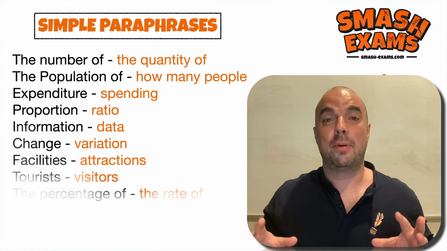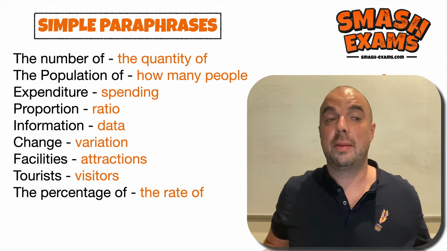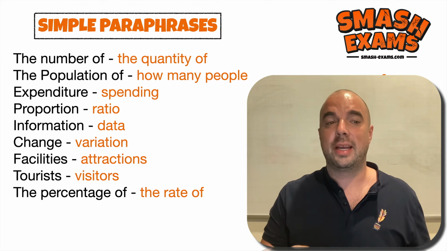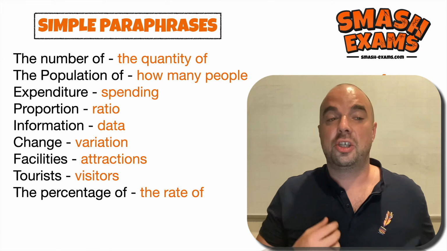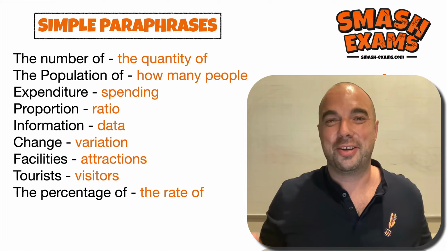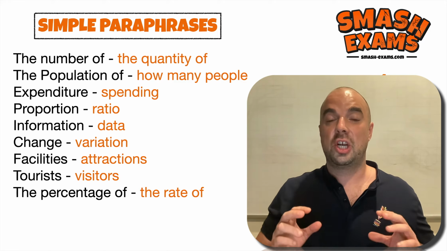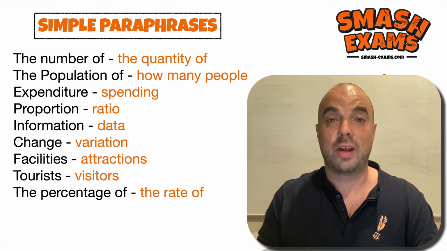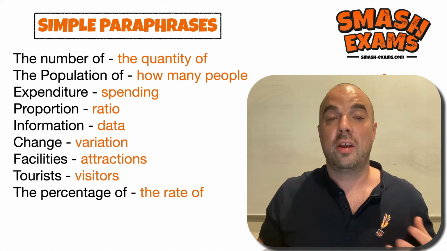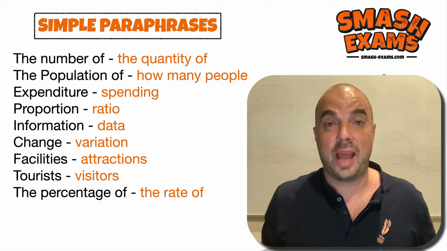So the number of people, you can change it to the quantity of, the population of, or how many people. Expenditure, spending. The proportion of, the ratio. Change information to data. Change change to variation. Change attractions to facilities. Change tourists to visitors. Change the percentage of to the rate of. There are many of these little paraphrases that you need to learn, and I'll show you some more in the examples next.